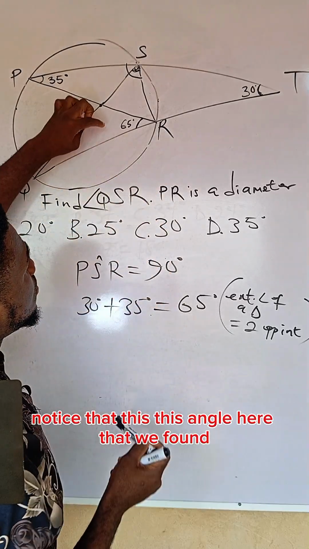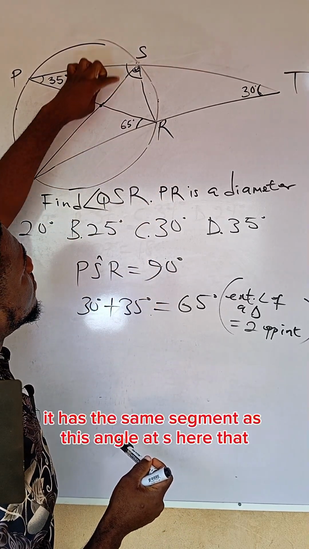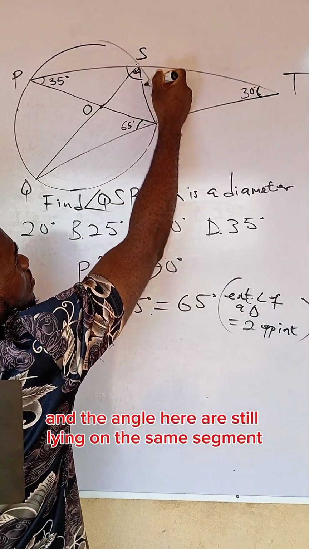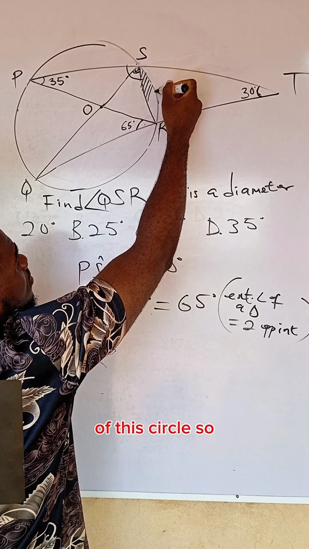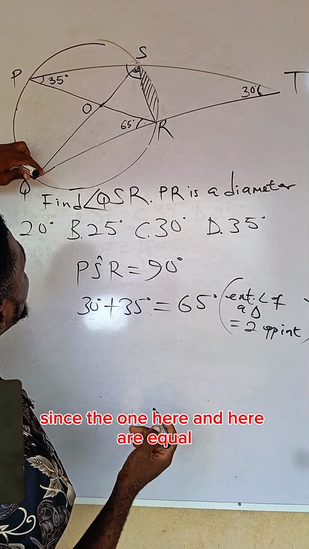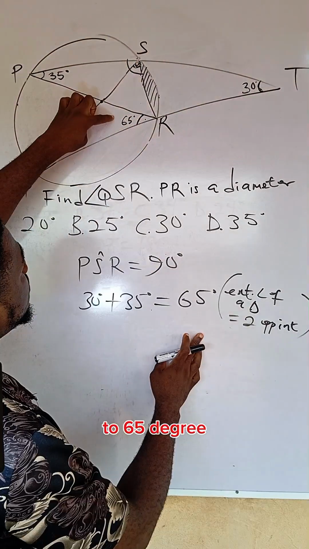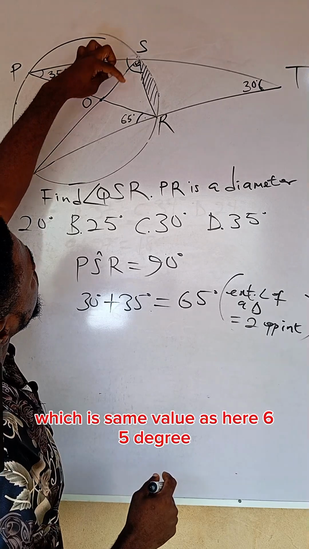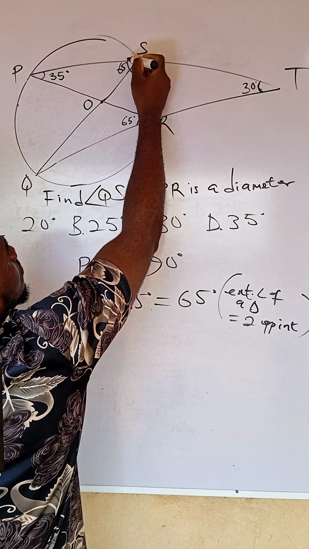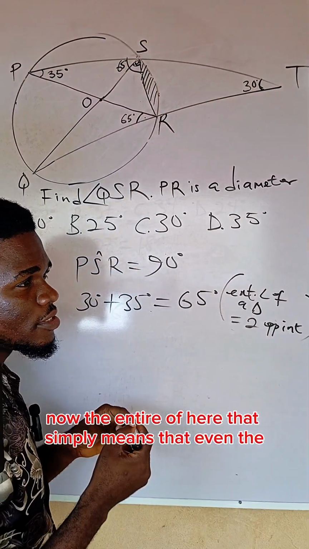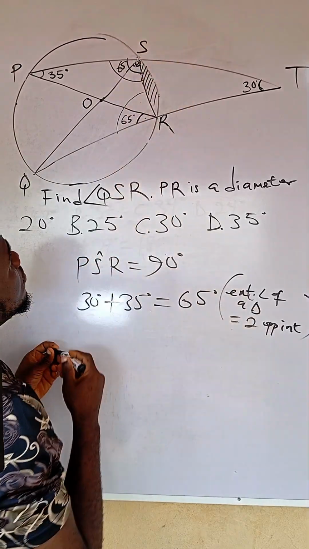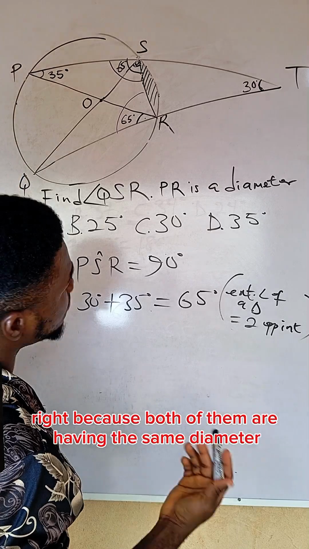Notice that this angle here that we found has the same segment as this angle at S here. That is, the angle here and the angle here are still lying on the same segment of this circle. So that means the angle here should be equal to the angle here. Since the one here and here are equal, that means the one here and here should also be equal to 65 degrees, which is the same value as here, 65 degrees. Now the entire of here, that simply means that even the entire angle here is equal to the entire angle here, right? Because both of them have the same diameter.